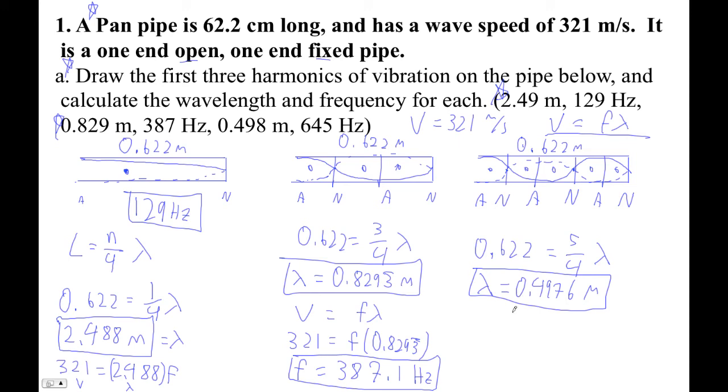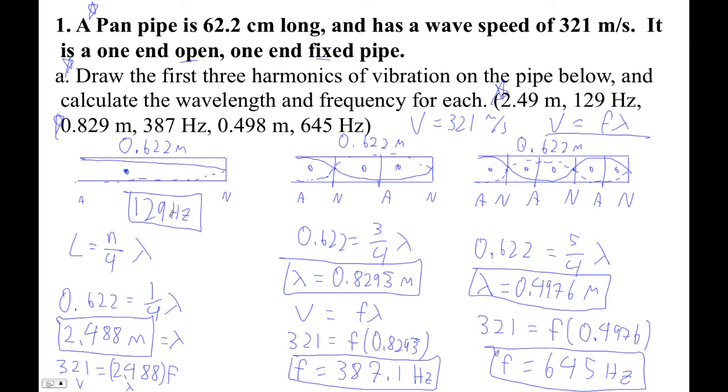Then for this guy, I'm going to do the same thing. 321 equals some frequency times 0.4976. Notice I'm not using the rounded version of this. If you rounded to 3 sig figs and then used the rounded version, you'll be slightly off. So 321 divided by 0.4976 is 645. Ta-da.